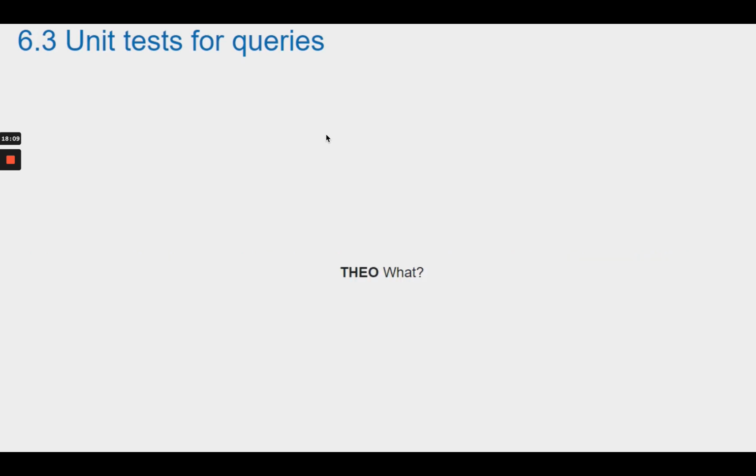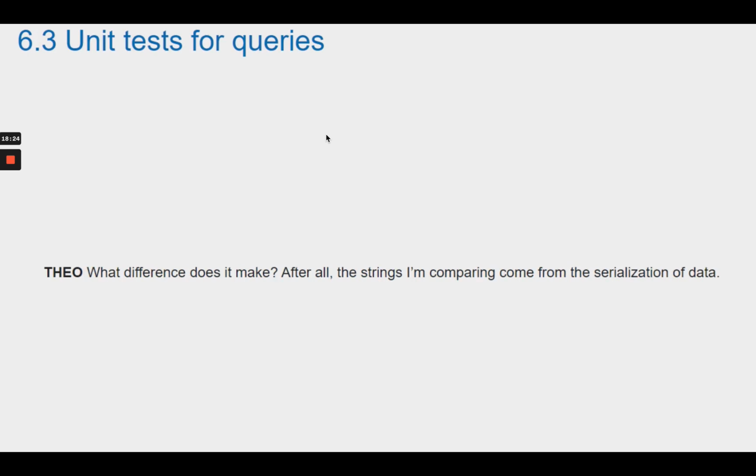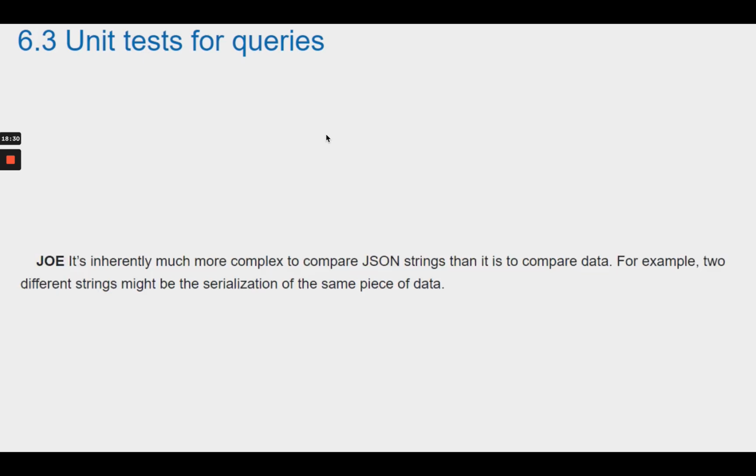Joe: I don't like your answer. Theo: What? Why? Joe: Because your test case relies on a string comparison instead of a data comparison. Theo: What difference does it make? After all, the strings I'm comparing come from the serialization of data.